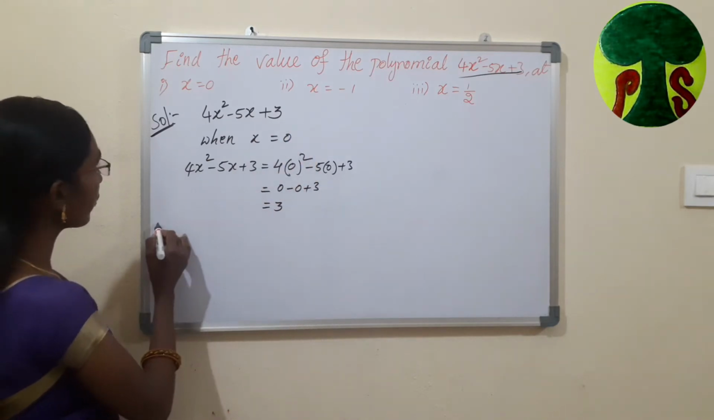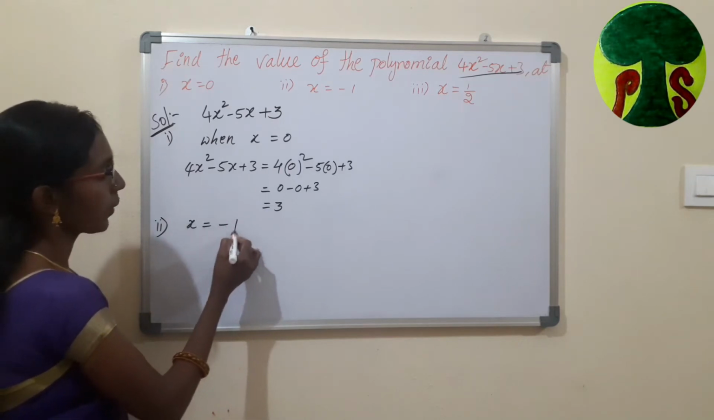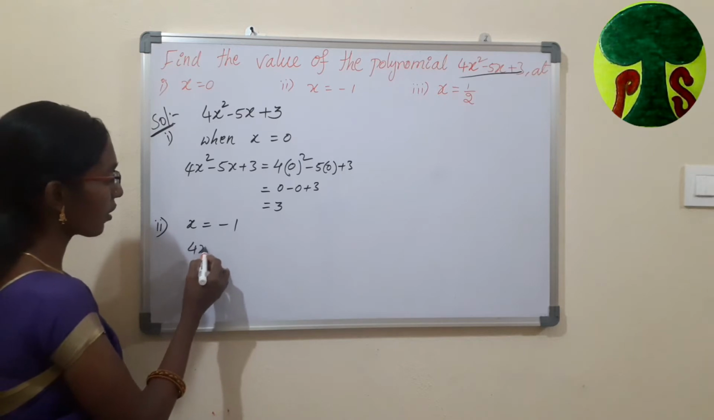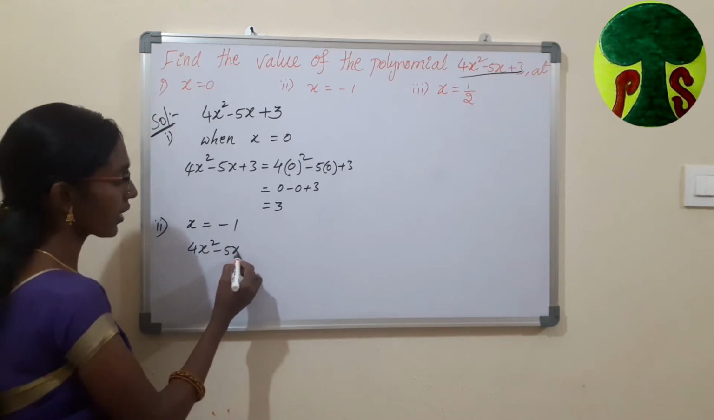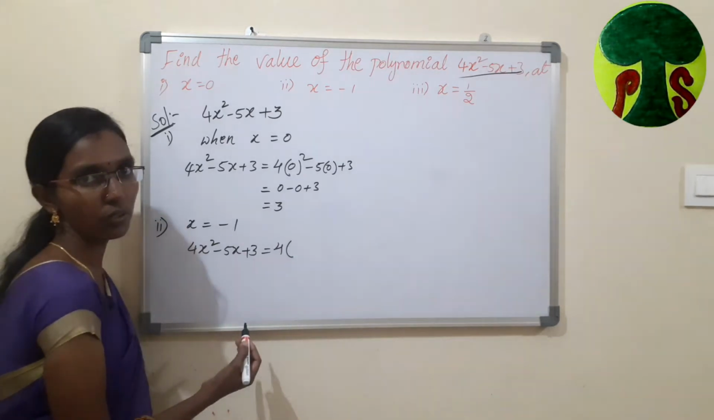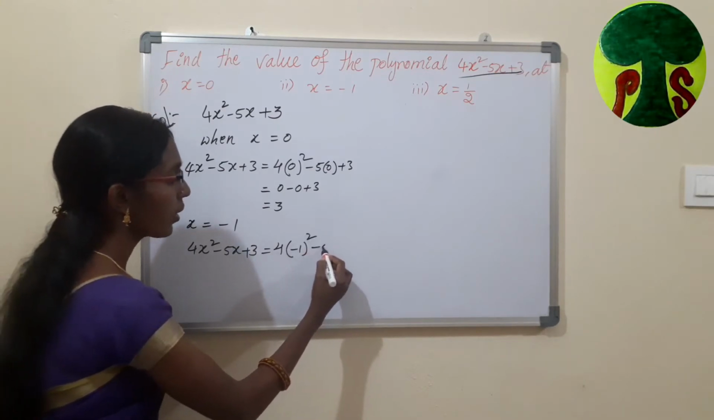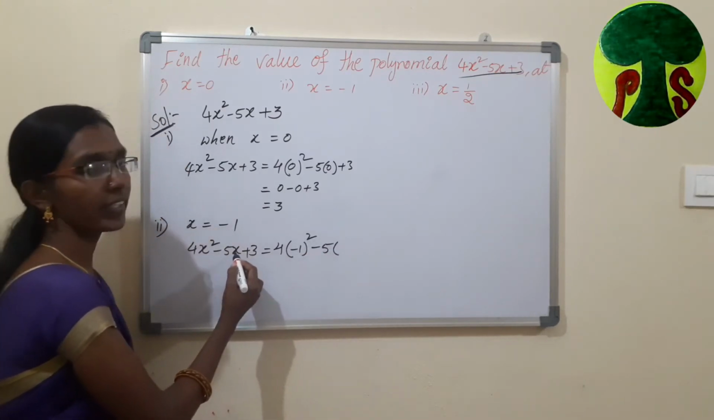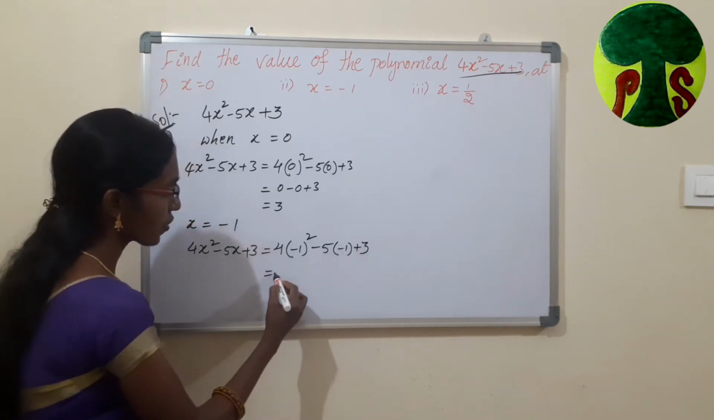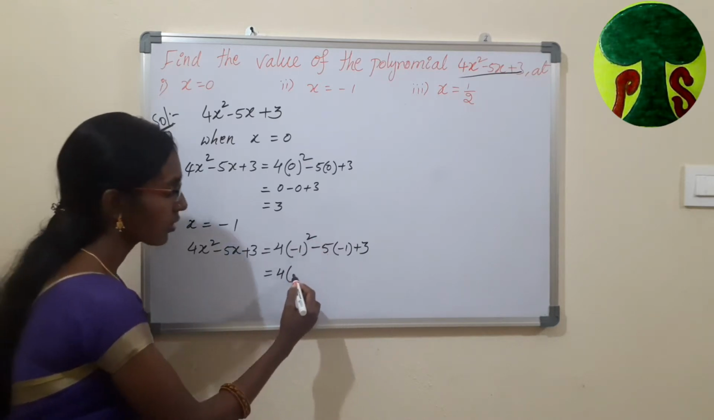Let us solve the second one. That is x equals minus 1. When x equals minus 1, we have to find the value of the polynomial 4x square minus 5x plus 3. This equals 4 into, what is the x value? X value is minus 1. 4 into minus 1 whole square minus 5 into, here x is minus 1, minus 1 plus 3, which equals 4 into minus 1 whole square, that is plus 1.